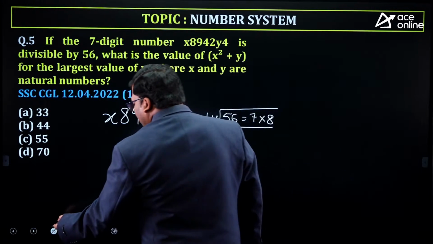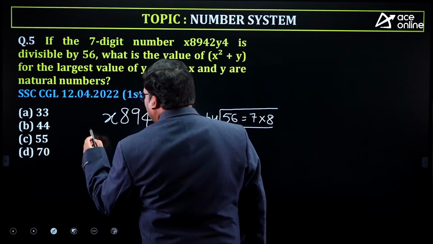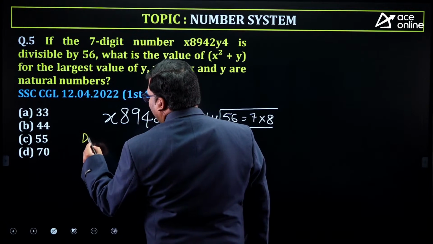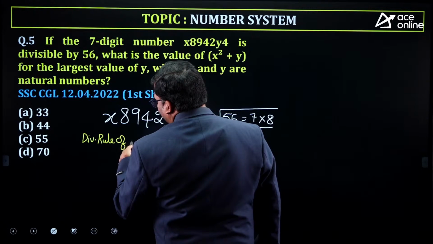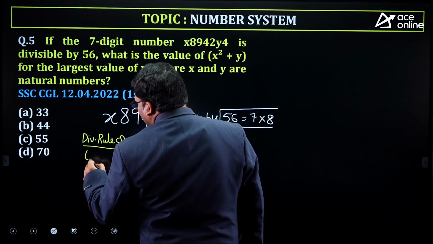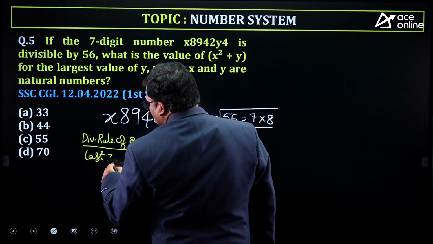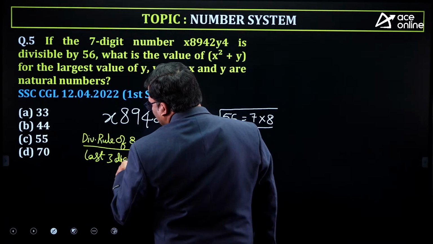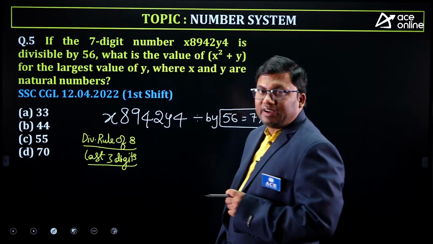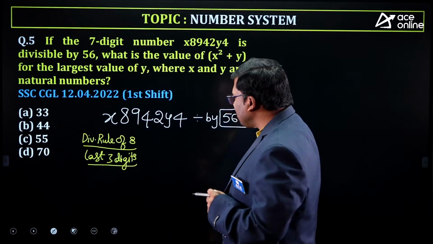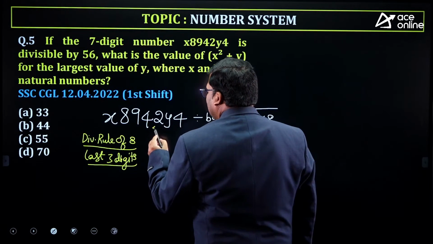Answer should be divisible by 8. What is the divisibility rule of 8? Last 3 digits should be divisible by 8. What are the last 3 digits? These are the last 3 digits.